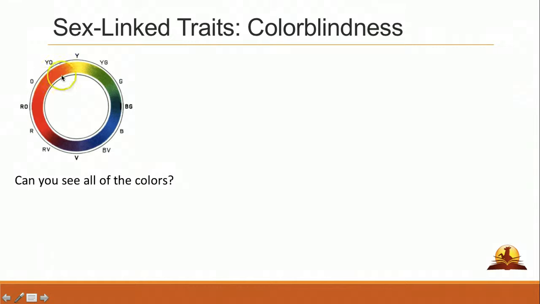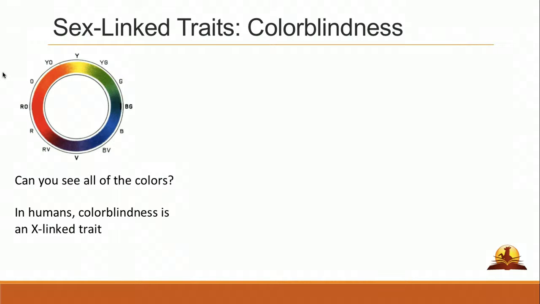Here's a color wheel. See if you can tell whether you're colorblind or not. If you're colorblind, you won't be able to see all these colors. But colorblindness is actually an X-linked trait. Males actually have a better chance of contracting colorblindness because they only get one X, whereas females get two X's.